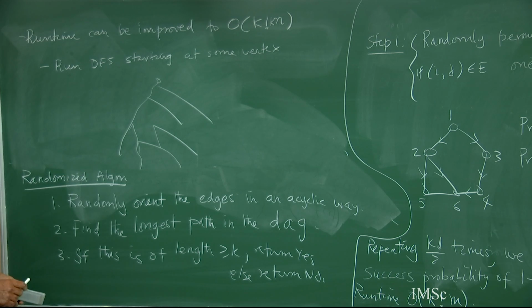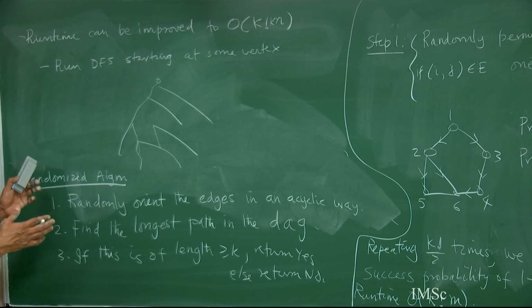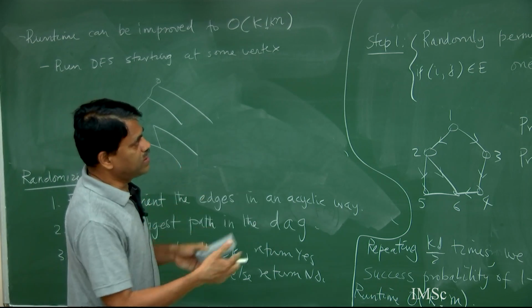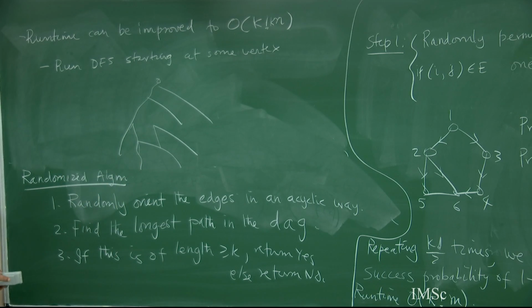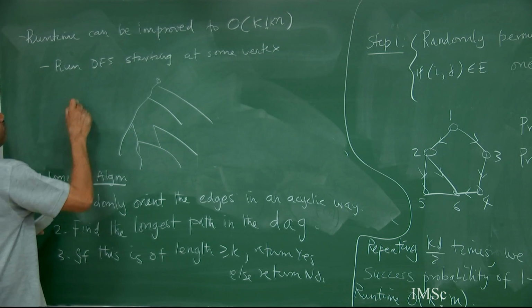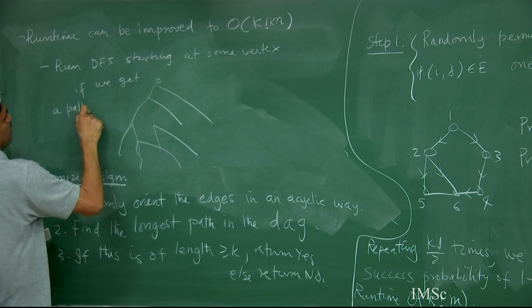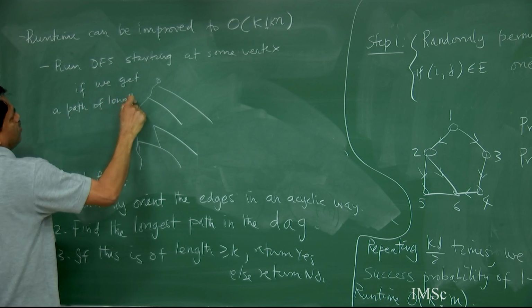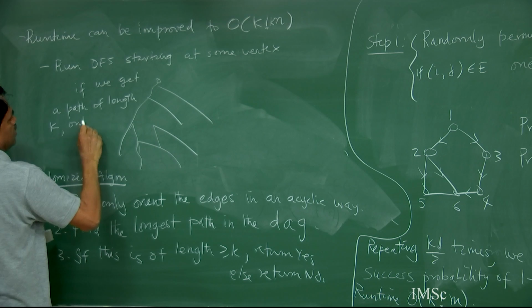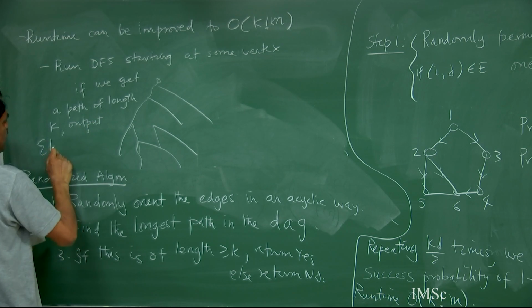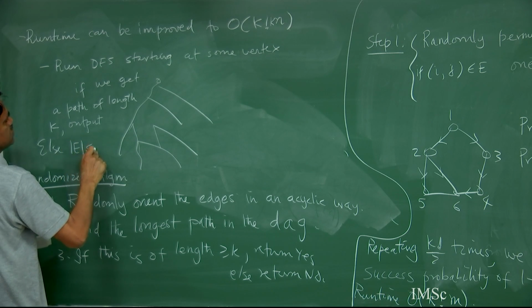Otherwise, how are the edges of DFS? Let's assume it's a connected graph. It doesn't matter otherwise, but otherwise you have to run it on each connected component. So if we get a path of length k, output it. Else I claim the number of edges is at most k times n.